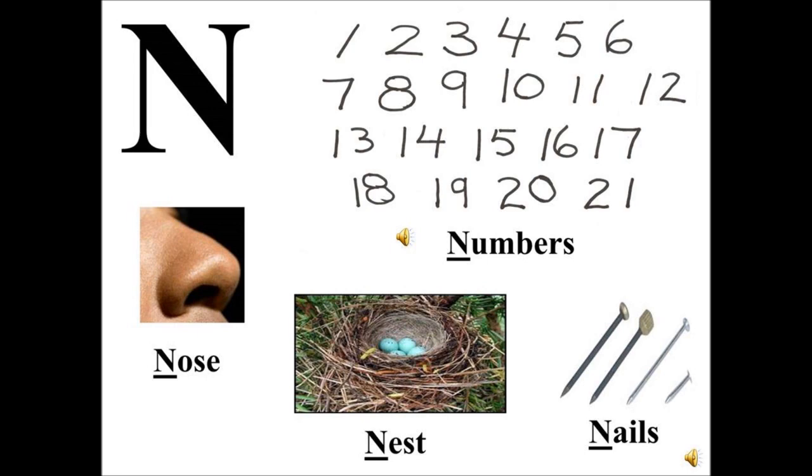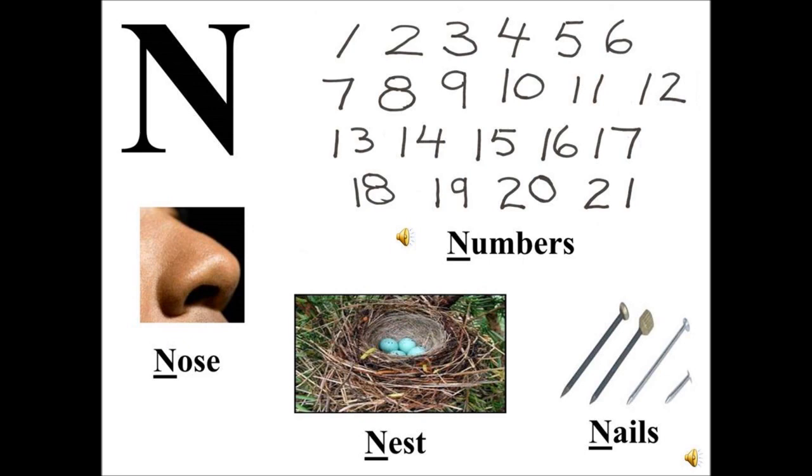These are pictures of N words. Numbers, n, numbers. Nose, n, nose. Nest, n, nest. Nails, n, nails. These are N words. Let's spell nose.